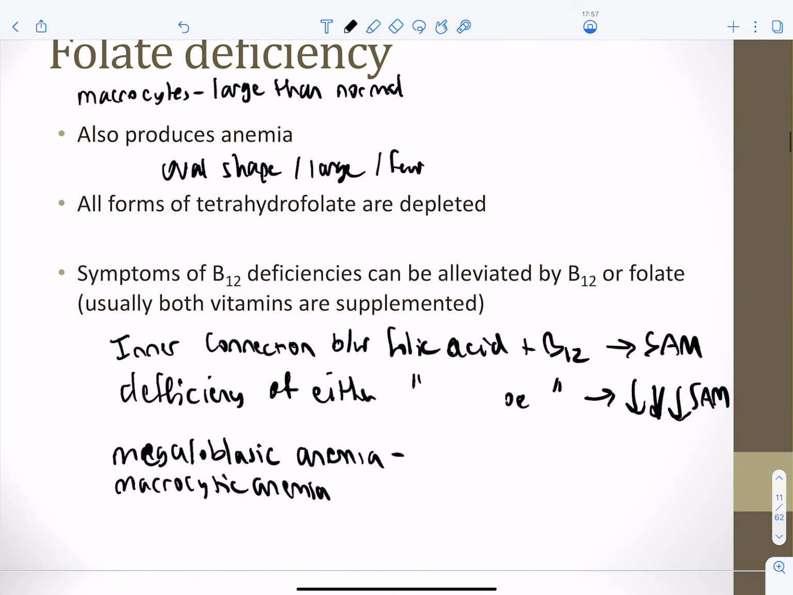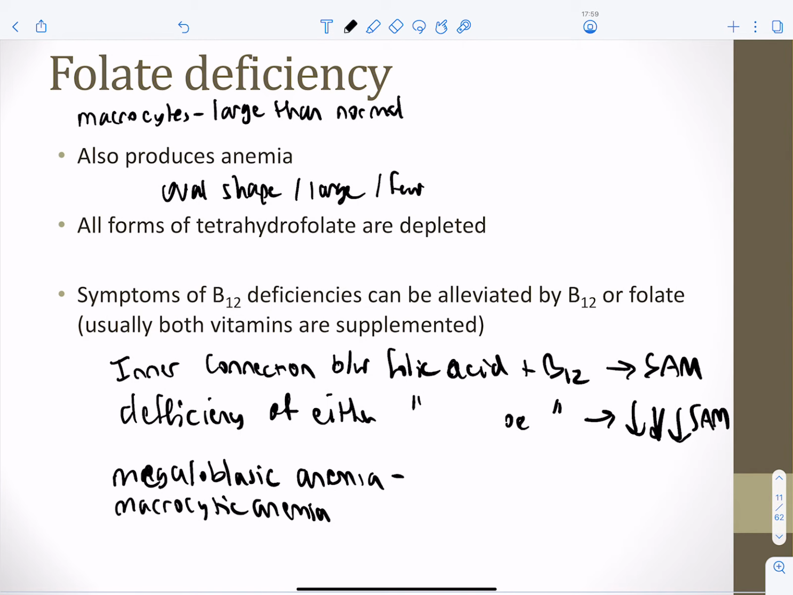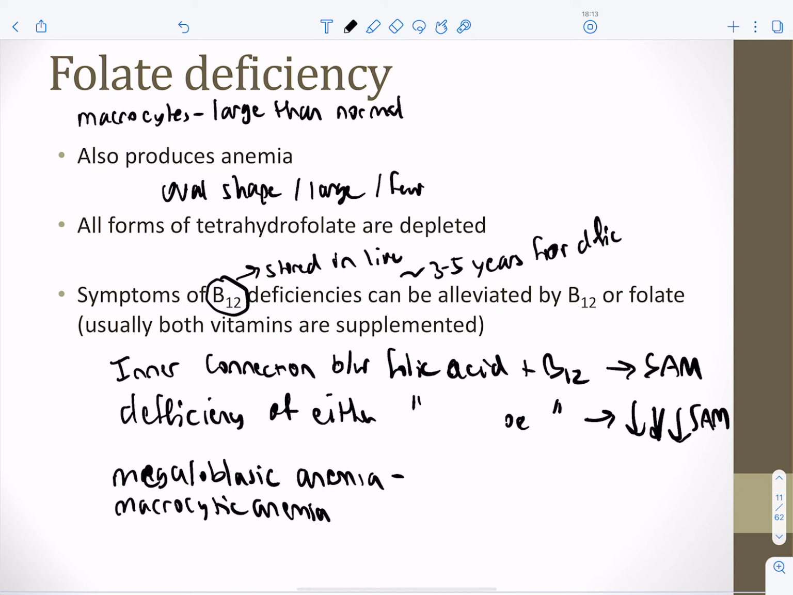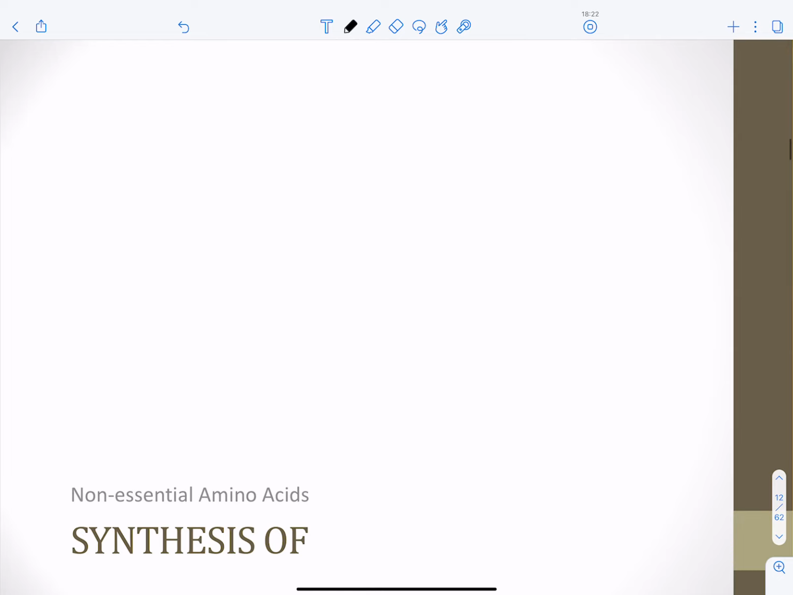Okay, one thing to keep in mind about B12 deficiency that I should mention is B12 is stored in liver, and so it can take 3 to 5 years for a deficiency to present itself, just simply because you have so much stored in your liver.